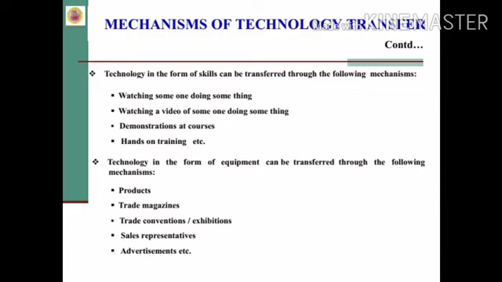Next, technology in the form of skills can also be transferred through another mechanism, that comes under watching someone doing something and watching a video of someone doing something, the demonstrations at courses and hands-on trainings, etc. These come under this mechanism of technology transfer in the form of skills. Another mechanism for technology transfer is in the form of equipment that can be transferred. In that come the products, trade magazines, trade conventions and exhibitions, sales representatives, advertisement, all these through which the technology can be transferred in the form of equipment.